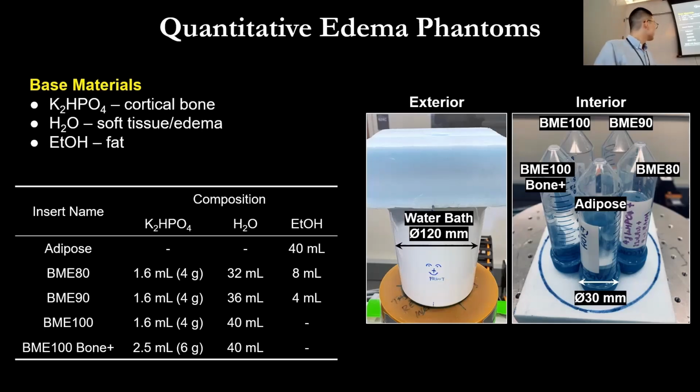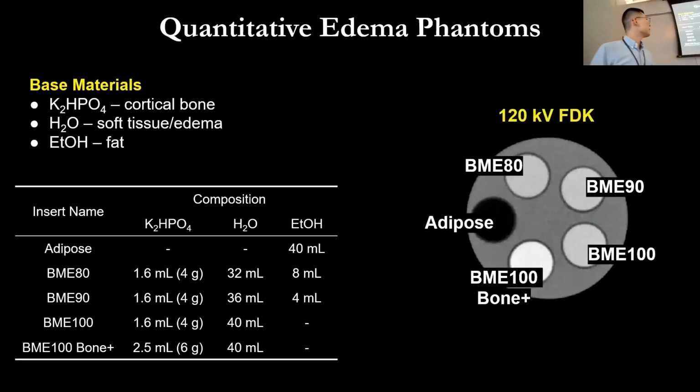And then there's a 5th insert called BME 100 bone plus. It's a little bit lengthy name, but basically we just dump a little more bone in there to create a little more beam hardening in this phantom. And this is just the initial FDK of it.